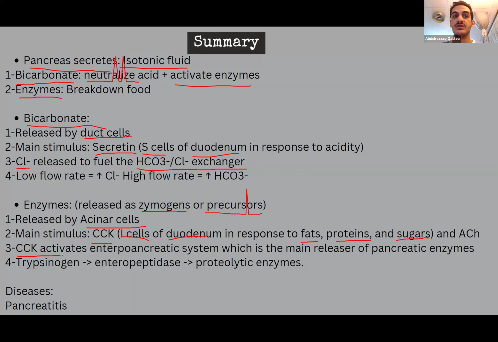And what will CCK activate? It will activate the enteropancreatic system, which is vagal, and will go by blood also. And the diseases we discussed, the pancreatitis.